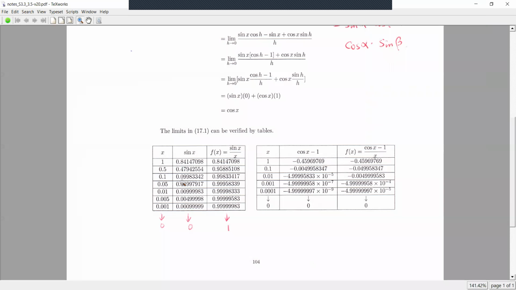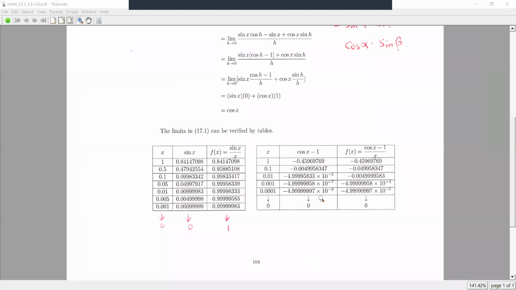This table verifies the first limit. In this table, I let x approach 0 by taking on these points. Using my calculator, I compute the values of sine at these points. We can see that sine of x also approaches 0 and at the same speed with x. As a result, sine of x over x approaches 1.